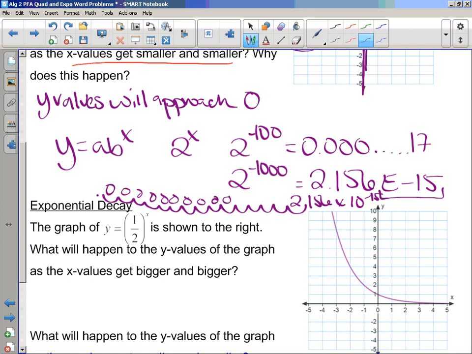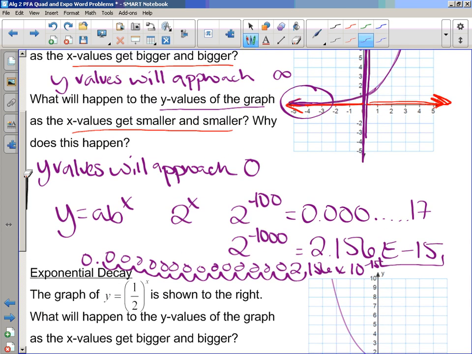So holy cow, this is still a positive number, and it's not 0. So the y values approach 0 when I look on the left side of the graph because of just how the exponential function behaves when I plug in negative numbers for the exponent.